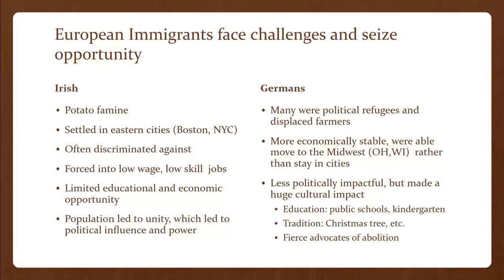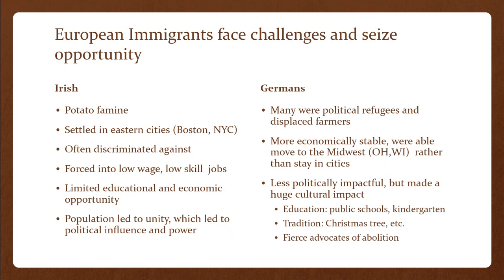Germans are coming over at the same time. Some were coming over because they were political refugees. Others are displaced farmers. Generally speaking, they were more economically stable when they came over, which meant that after they booked passage to the United States and they arrived, they had enough money to keep moving on. They didn't have to stay in those cities and take the low-paying jobs. Many moved to the Midwest, places like Ohio or Wisconsin, where they might even be able to buy land. As a result, they're not going to be as politically potent, but they certainly are going to have a huge cultural impact.